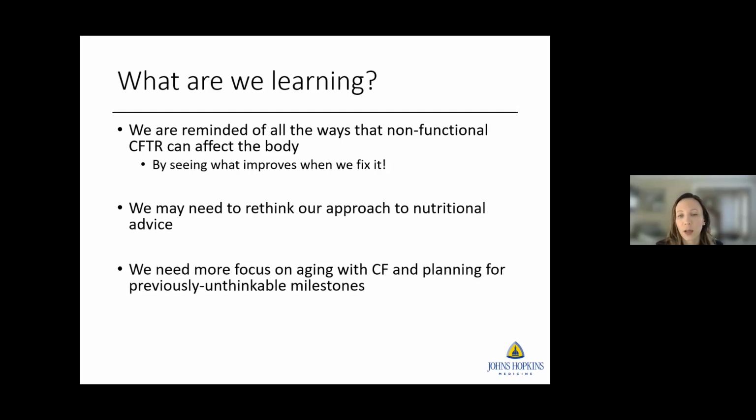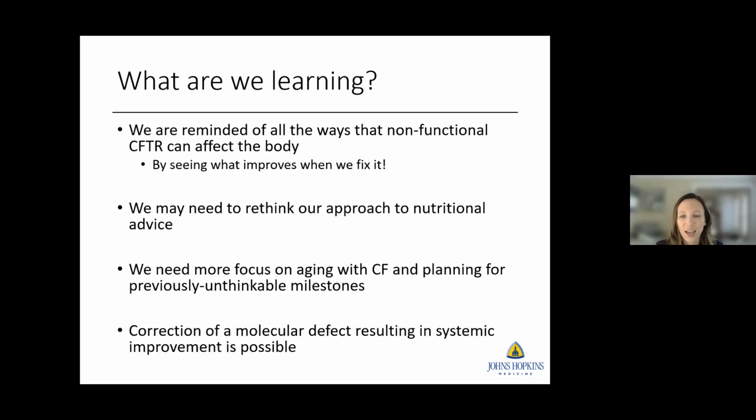We also may need to focus on aging with CF and planning for previously unthinkable milestones. So individuals with CF may have no idea what saving for retirement means because they didn't think they'd get there. And now we're having to have those conversations, which is excellent, but we need to do it right. And generally speaking, what we're learning is that when you can correct a molecular defect and result in systemic improvement, this is possible. And I think that this was just a nice lesson overall for genetic conditions in general. CF did sort of a new pilot way to do this in high throughput screening of small molecules to identify all these treatments.